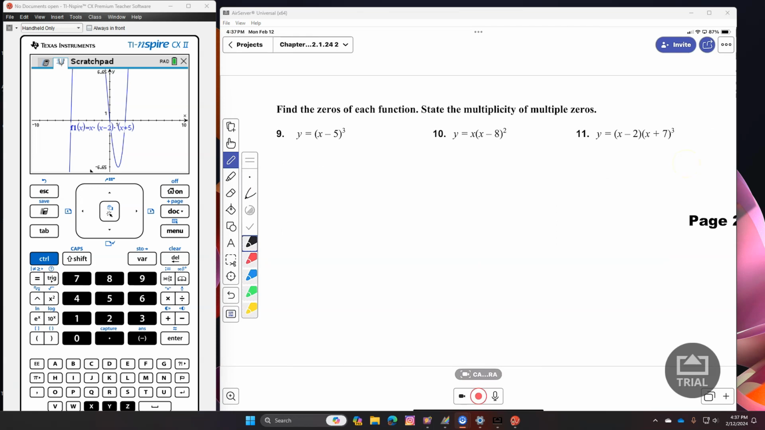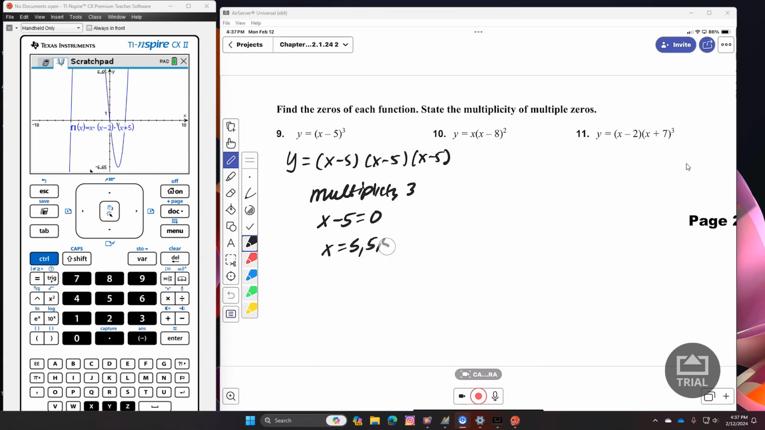Number 9, find the zeros of each function. State the multiplicity of the multiple zeros. So you have y equals x minus 5, x minus 5, x minus 5. So there's 3 x minus 5s. So that's a multiplicity of 3. And x minus 5 equals 0. So x equals 5, repeated 3 times.